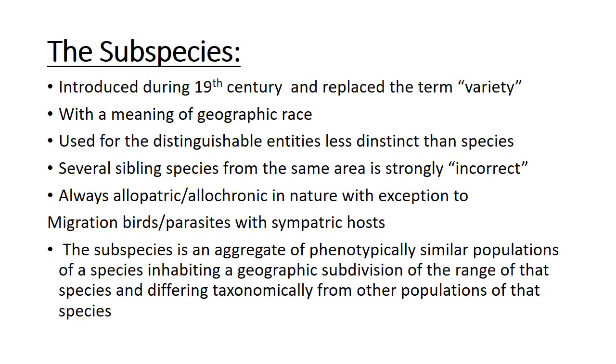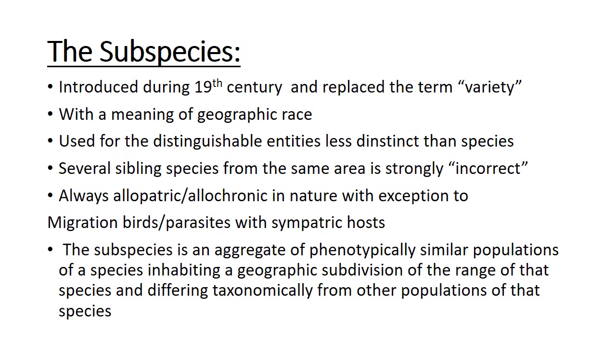The subspecies. Subspecies was the term used in replacement of variety or geographic race. It is the lowest taxonomic term, like that of morphological species. Variety and subspecies can be used interchangeably for variants, for geographic race, and even sibling species.